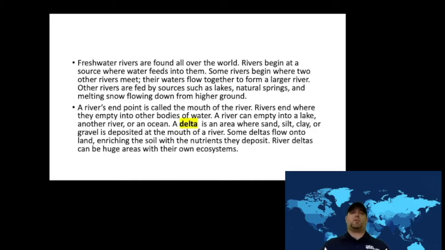A river's end point is called the mouth of the river. Rivers end where they empty into other bodies of water. A river can empty into a lake, another river, or an ocean. A delta is an area where sand, silt, and clay or gravel is deposited at the mouth of a river. Some deltas flow onto land, enriching the soil with nutrients they deposit, and river deltas can be huge areas with their own ecosystems.